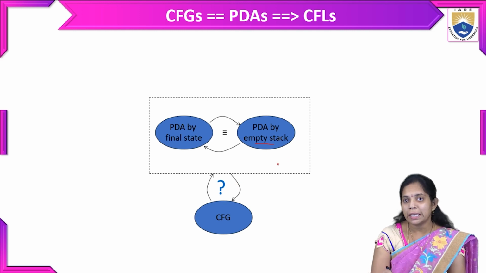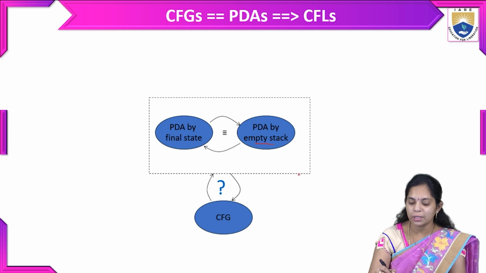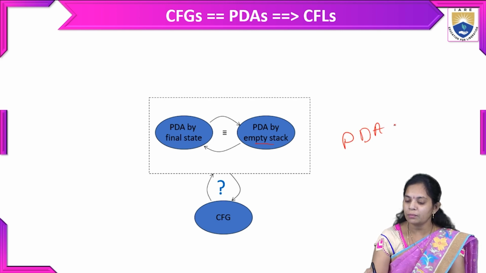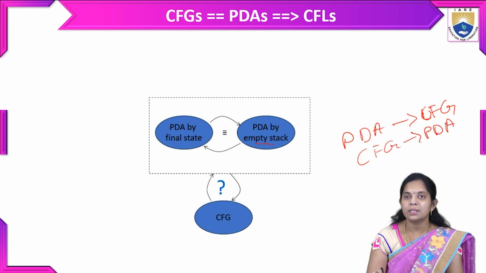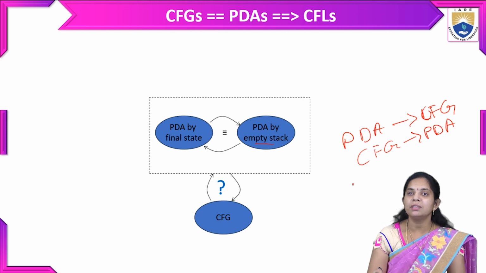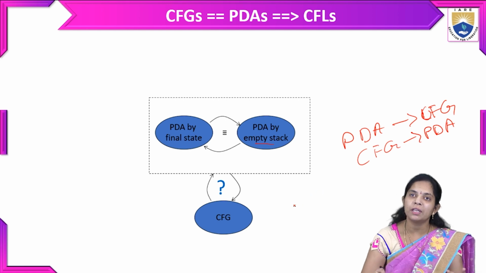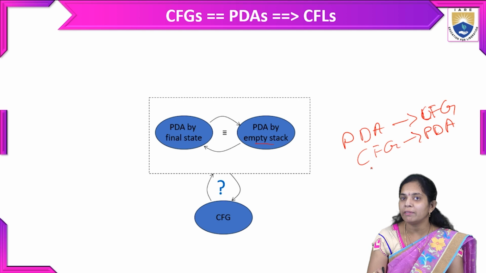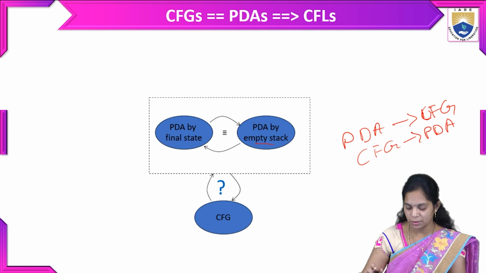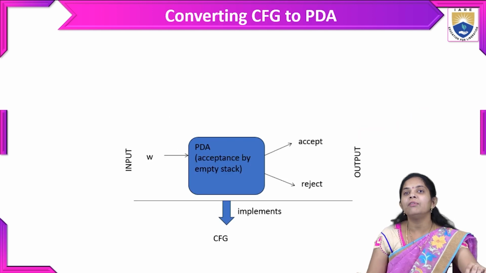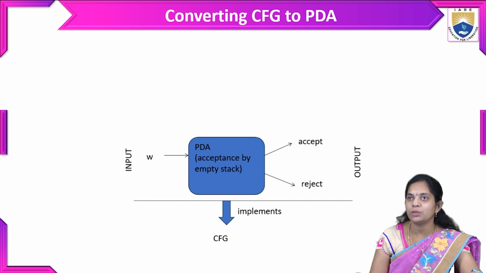So here there is equivalence. We can convert this PDA to the CFG and also we can convert CFG to PDA. This is the thing we have to discuss. We can convert the pushdown automata into a context free grammar and context free grammar into a pushdown automata. Both have two different construction processes and we will discuss that construction process. First one is converting a CFG to a pushdown automata.